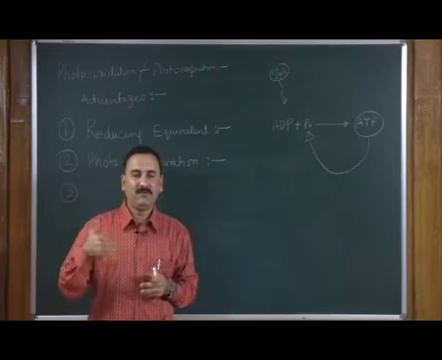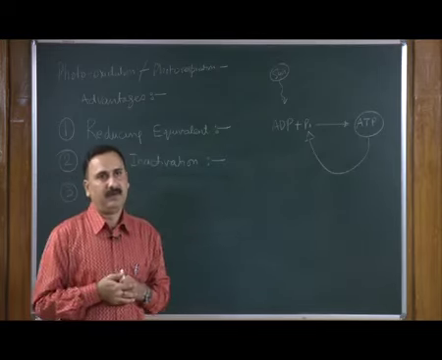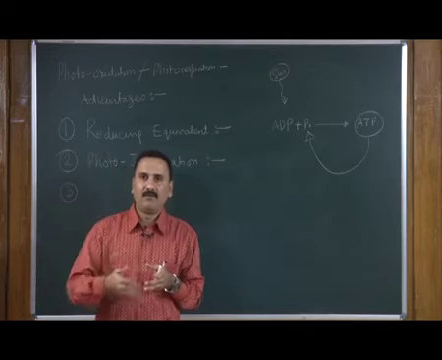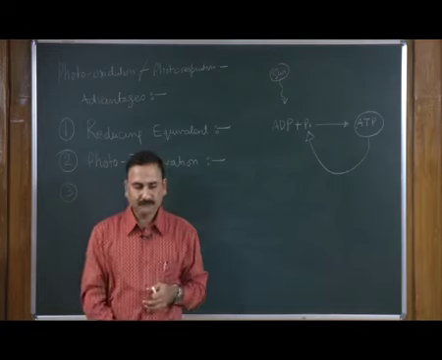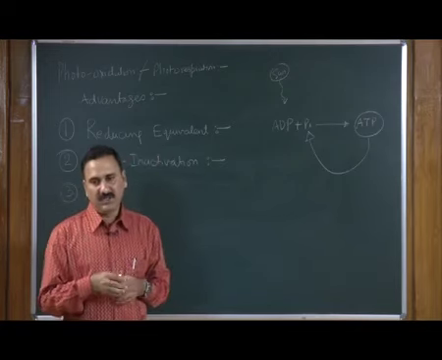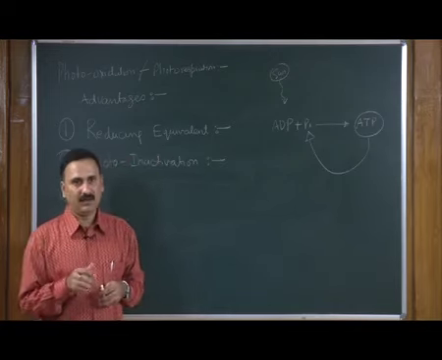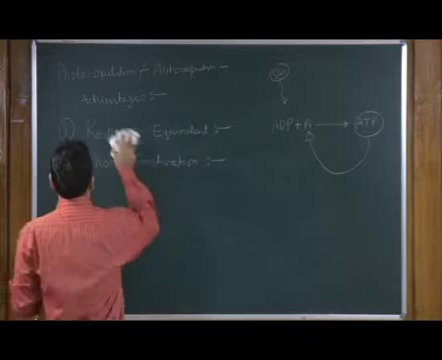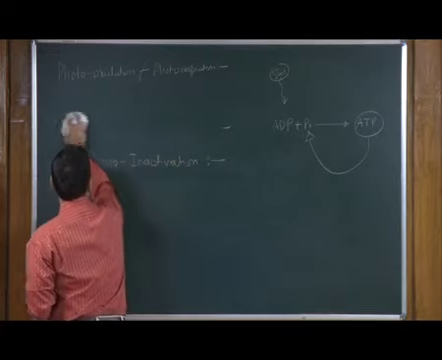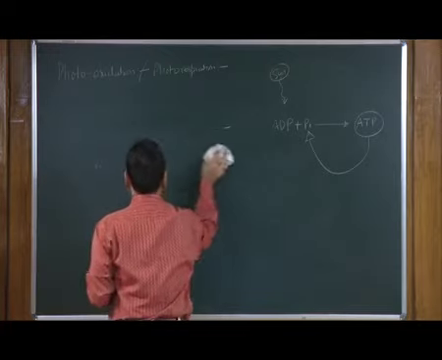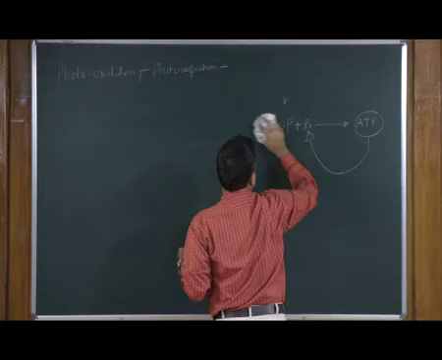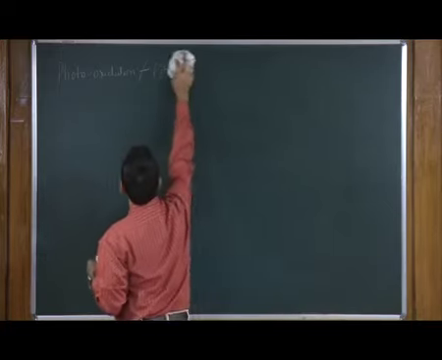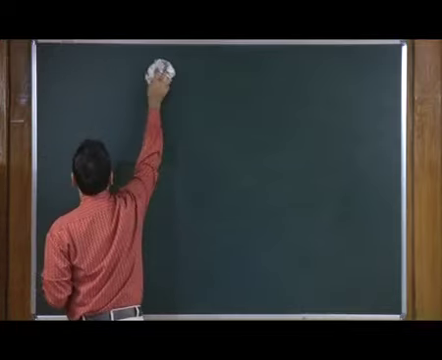So, it actually wastes so much reducing equivalent so that photosynthesis keeps continuing. Photorespiration is happening because Rubisco has dual activity. It has a carboxylase activity as well as an oxidase activity.